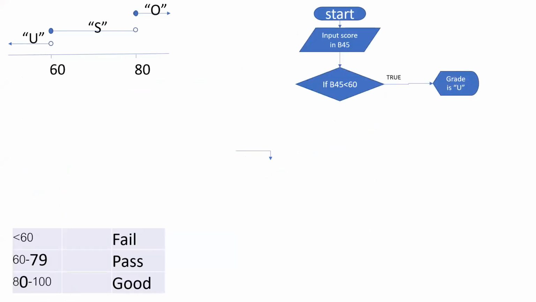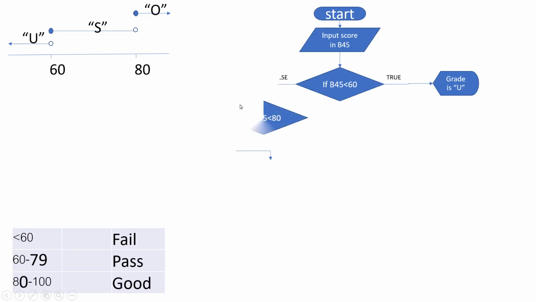If B45 is less than 60, because this one you can see that we exclude 60, so when we exclude 60, we use less than 60 only. If it's true, grade is U.